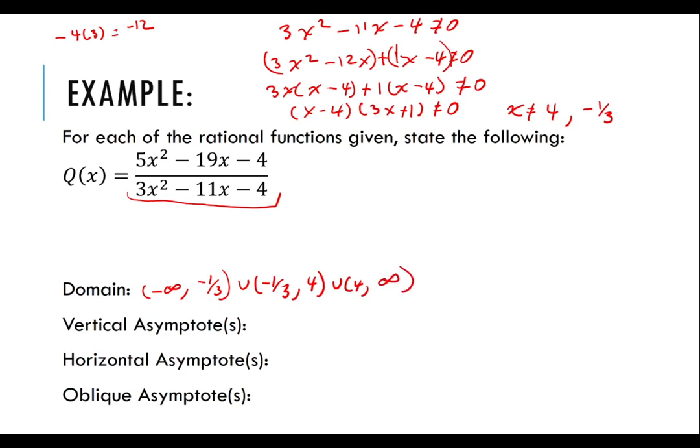That's our domain. But now to find the vertical asymptotes, we need to factor this thing completely. And so we've already factored the denominator, that is x minus 4 times 3x plus 1.